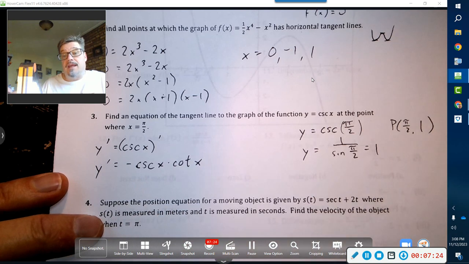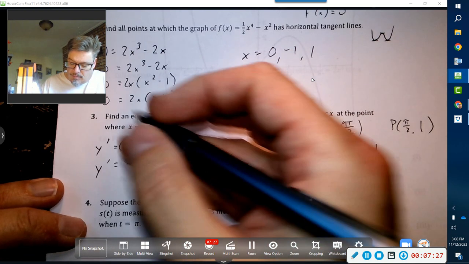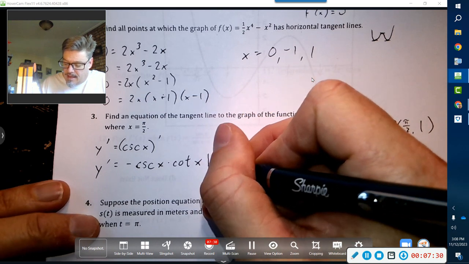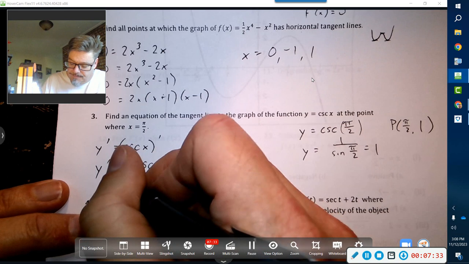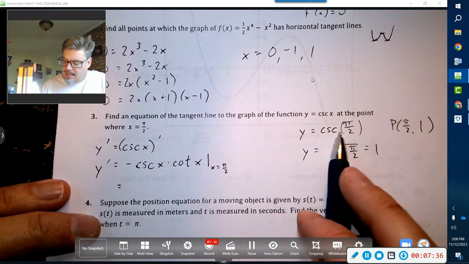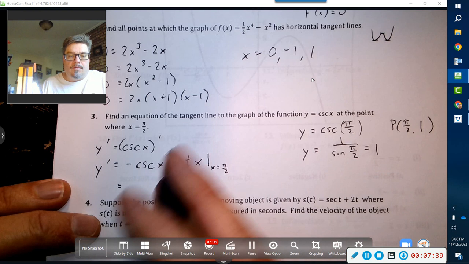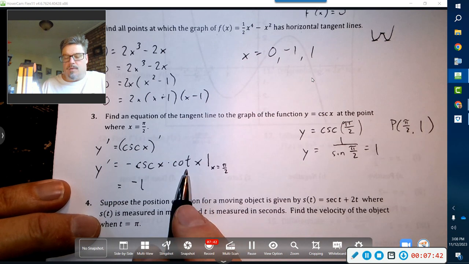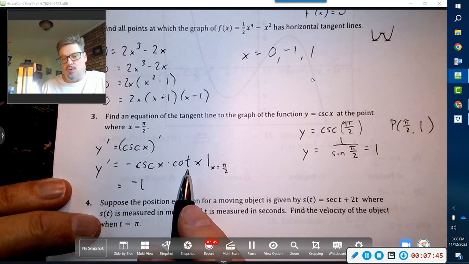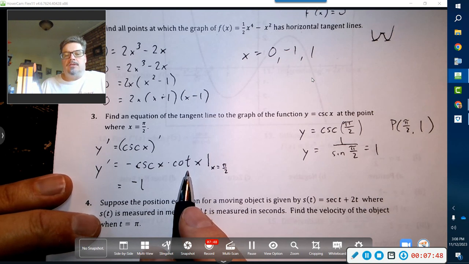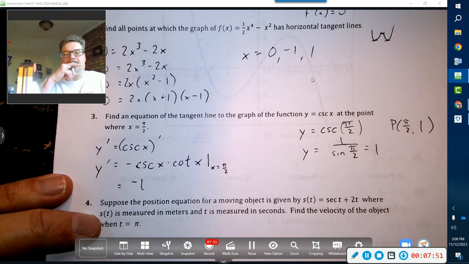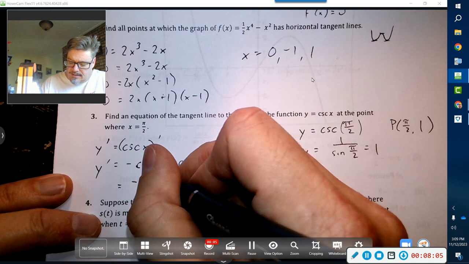So now let's plug in pi over 2 there and see what we get. We're going to evaluate this at x equals pi over 2. We already said that the cosecant of pi over 2 is 1, so that would become negative 1. Now we have to figure out what the cotangent of pi over 2 is. Cotangent is cosine over sine, so we'd have the cosine being 0 and the sine being 1. So this is actually 0.